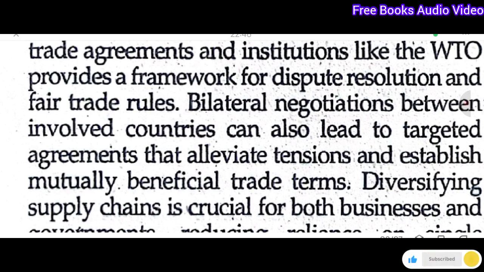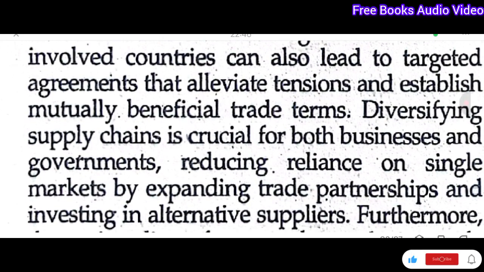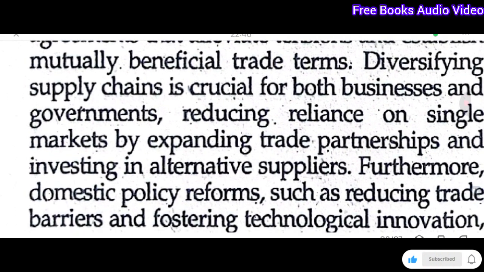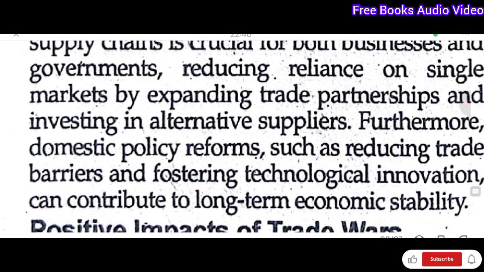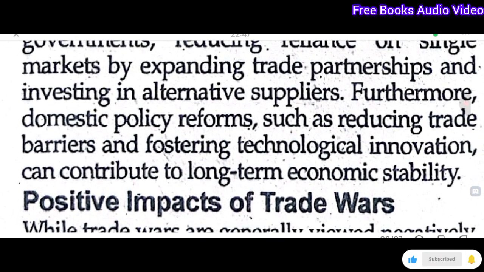Diversifying supply chains is crucial for both businesses and governments, reducing reliance on single markets by expanding trade partnerships and investing in alternative supplies. Furthermore, domestic policy reforms such as reducing trade barriers and fostering technological innovation can contribute to long-term economic stability.